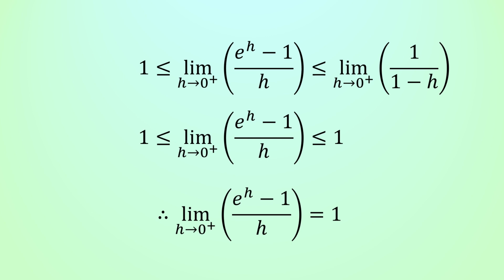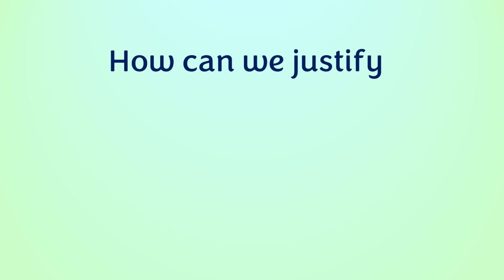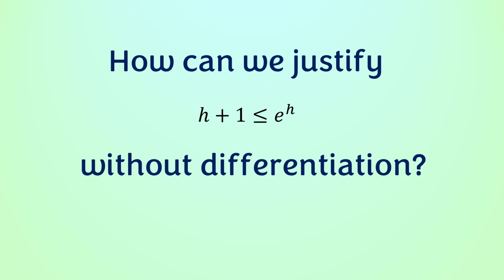The only question that some of you might be asking though is how can we actually justify that e to the h is definitely greater or equal to h plus 1? I did mention that it was a tangent, which you could see visually, but algebraically proving it's a tangent is going to be kind of difficult unless you use differentiation, and we kind of already pointed out that's a bit of a circular argument. So how can we do it without using differentiation?